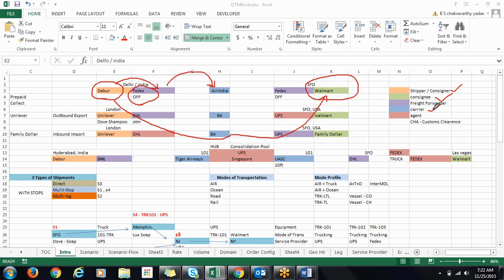This is a question from Avinash. So does that mean that FedEx is hiring Air India service for moving the goods from place A to place B?